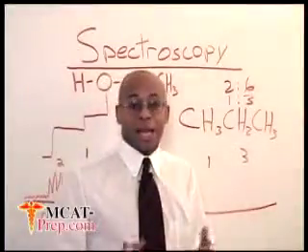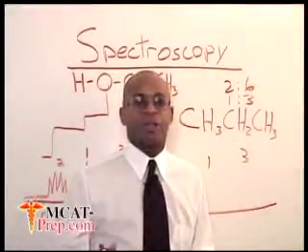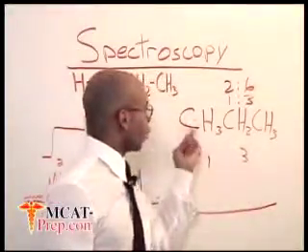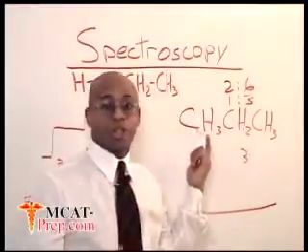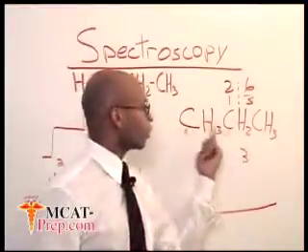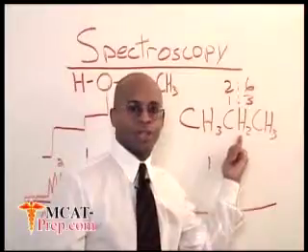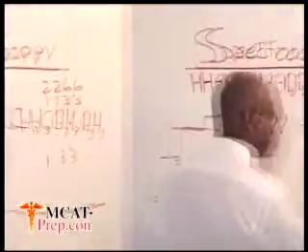Then we want to know, how many peaks are there underneath the curve? If you're in this environment, meaning you're at the end of the molecule, your nearest neighbor has 2 hydrogens. Therefore, there would be 3 peaks.